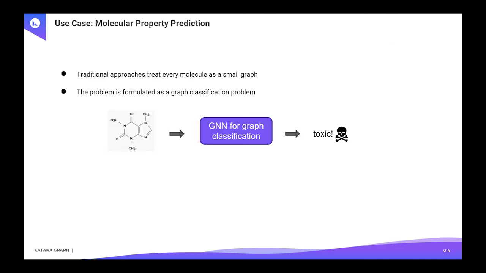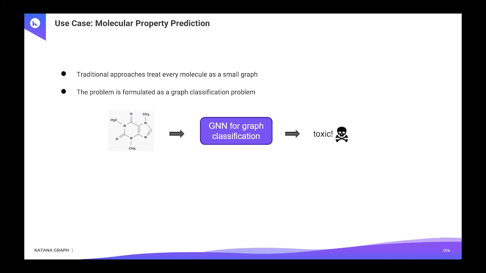We have an interesting use case for this pipeline to do molecular property prediction. Traditional graph neural network-based approaches treat every molecule as a small individual graph. The prediction task is formulated as a graph classification problem. We found that they may not produce high accuracy.